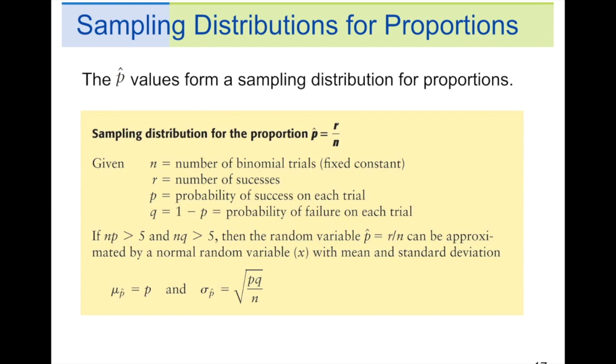Given that n is the number of binomial trials, it's constant, the n stays the same, r is the number of successes, p is the probability of success on each trial, q is 1 minus p, the probability of failure on each trial. If np is greater than 5 and nq is greater than 5, then the random variable p hat equals r over n can be approximated by a normal random variable x with mean p and standard deviation the square root of pq divided by n.